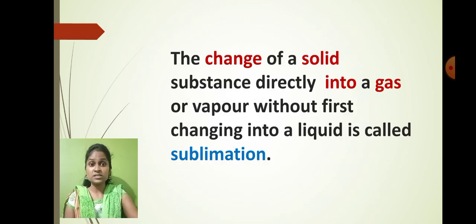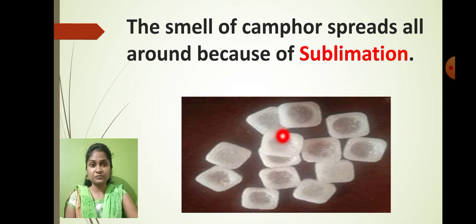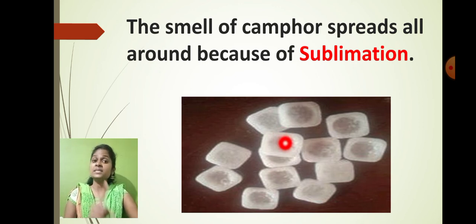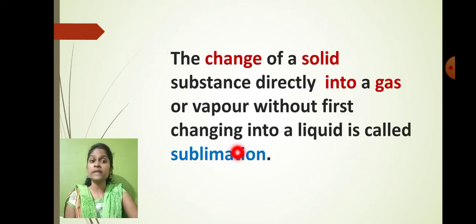So now you must be thinking, what do we exactly mean by sublimation? Let me tell you, students, the meaning of sublimation: the change of a solid substance directly into gas. See, here it is camphor. Camphor is a solid thing. When this camphor is kept in the atmosphere for a longer duration, this solid camphor gets converted into gaseous form. So this process is called what, students?